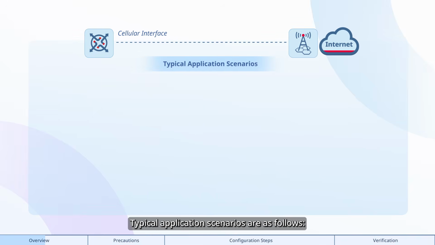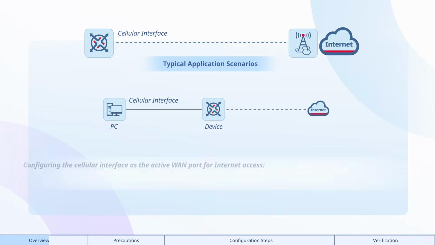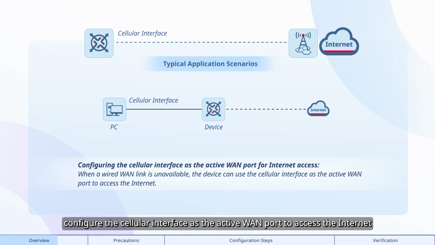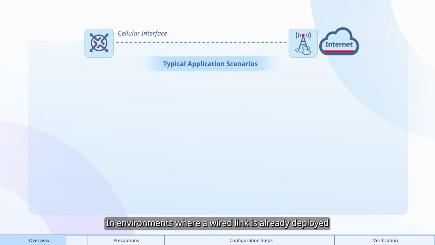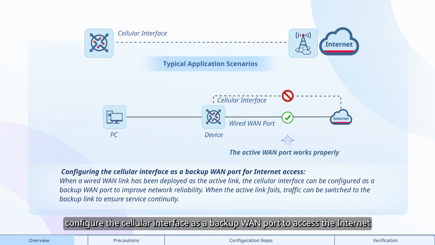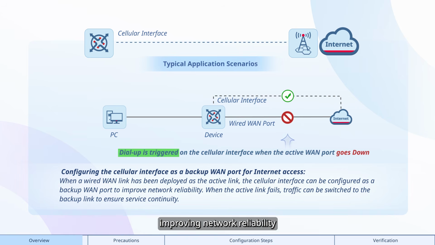This provides broadband connectivity for enterprise branch offices and small to medium-sized businesses. Typical application scenarios are as follows. In environments where a wired link cannot be deployed, configure the cellular interface as the active WAN port to access the internet. In environments where a wired link is already deployed, configure the cellular interface as a backup WAN port to access the internet, improving network reliability.